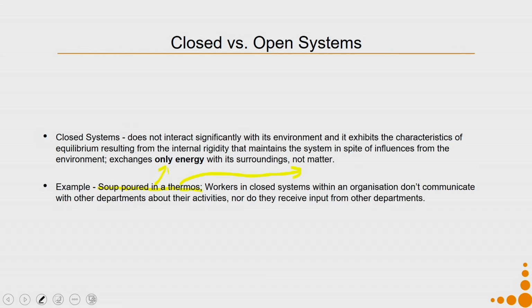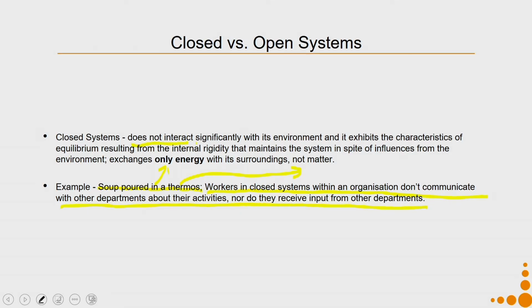Let us take another example which is closer to what we will be working on in this course. Workers in a closed system within an organization don't communicate with other departments about their activities, nor do they receive input from other departments. In that context, we are talking about a closed system in which the organization is a closed system. Each and every department is a closed system. So, as we saw in the definition, it does not interact significantly with its environment. Say for example, workers in two different departments are not talking to each other.